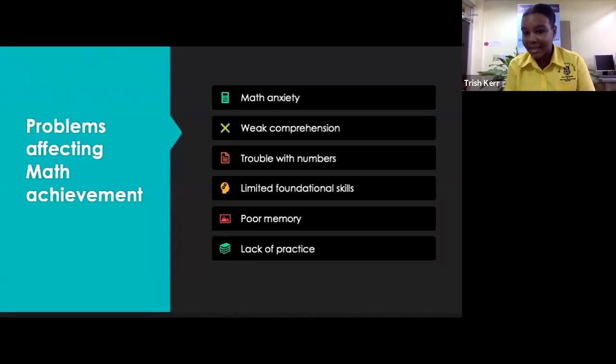Anybody here has that same problem? You don't like maths. You don't even have a good reason. You just don't like maths. It's hard. That causes a lot of anxiety in our children. I see one person raising their hand. Yes, it causes a lot of anxiety in our children.